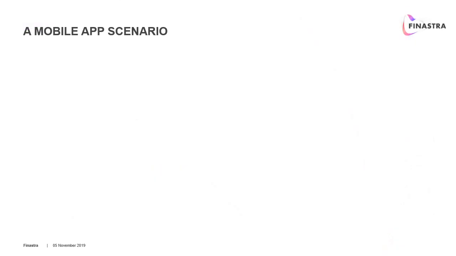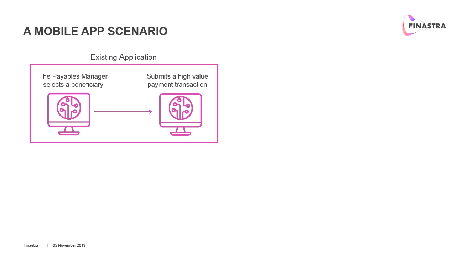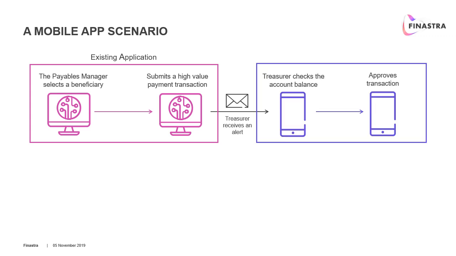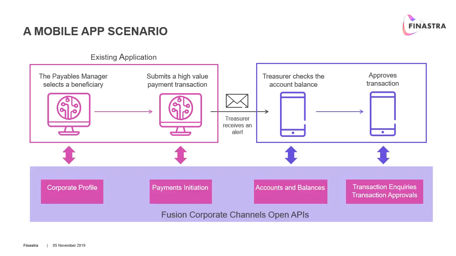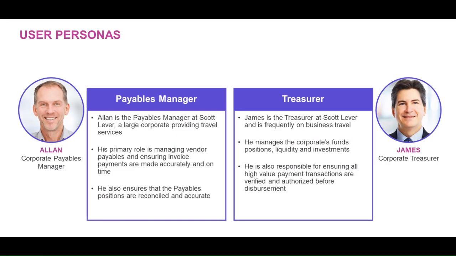So the scenario which is getting covered is of mobile apps, where someone initiates a transaction from corporate channels, that is using a browser. Because it's a corporate, high value transaction, treasury receives an alert for approval. He is on the go, so he quickly takes his mobile phone out, checks the balance and approves the transaction. And in this process, there are multiple APIs which are used from FCC. So with this background, we are going to show you a quick video.